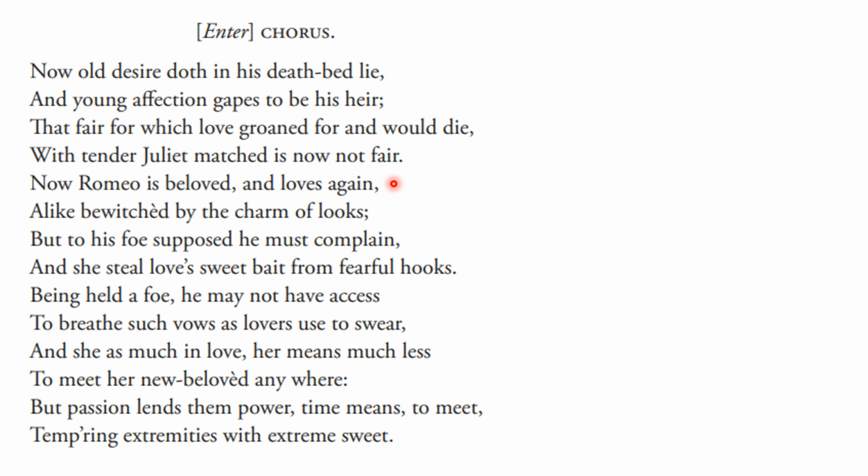The chorus then goes on to say, now Romeo is beloved and loves again, alike bewitched by the charm of looks, but to his foe supposed he must complain, and she still loves sweet bait from fearful hooks. The chorus says that now someone loves Romeo and he's in love again. Both of them are falling for each other's good looks. But he has to make his speeches of love to a woman who's supposed to be his enemy, his foe, and she's been hooked by someone she should fear. The idea that the feud should overpower their love, but for Romeo and Juliet, their love is more important, which is an idea that's developed later in the scenes.